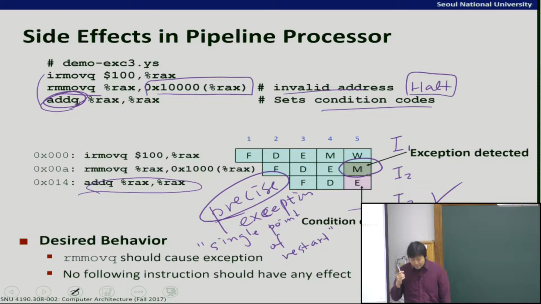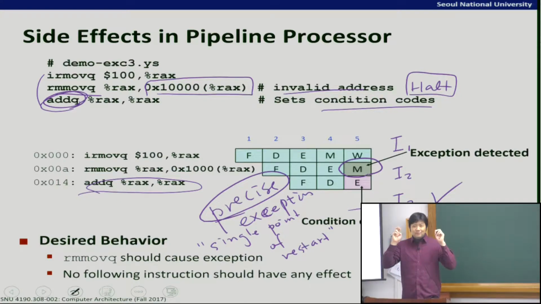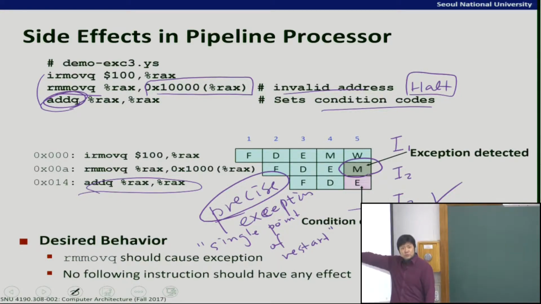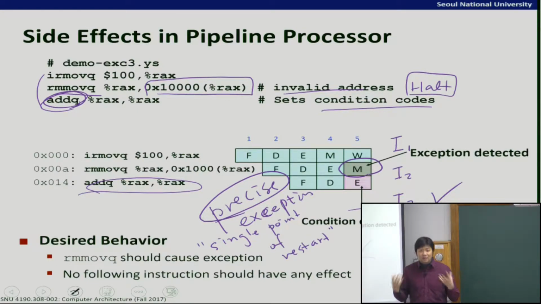But I'm not going to deal with more details about precise and imprecise exceptions. At least you understand what people mean by precise exception, because this is very widely used terminology in computer architecture. Sometimes people say your architecture provides precise exceptions. If you can pinpoint where to restart whenever you have an exception, that is called a precise exception. Otherwise, it's an imprecise exception.